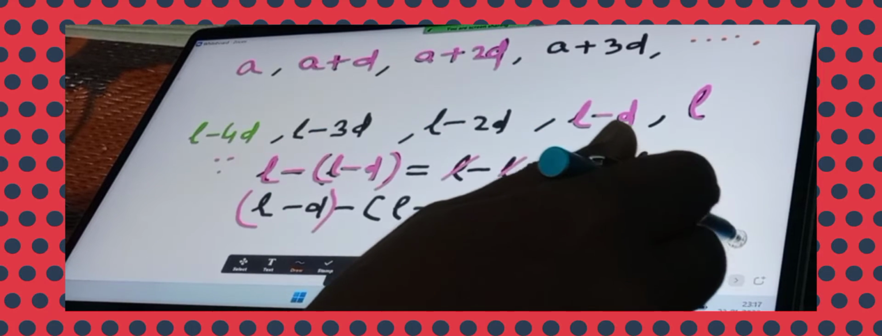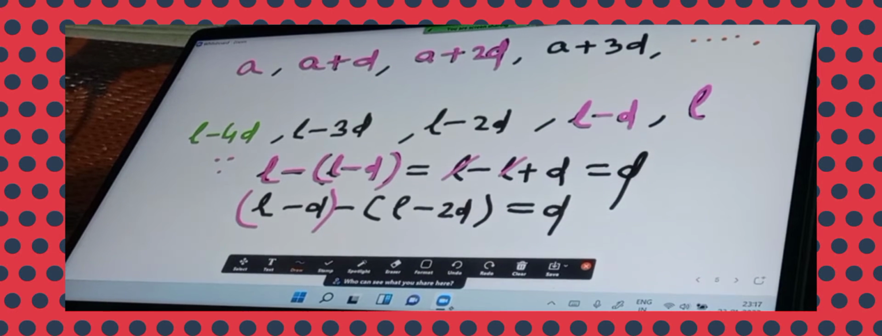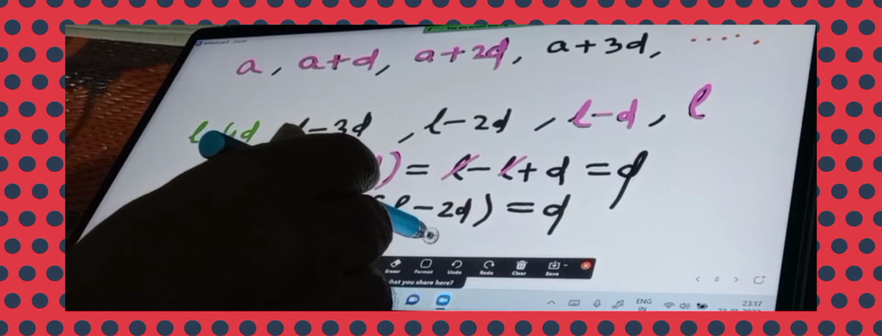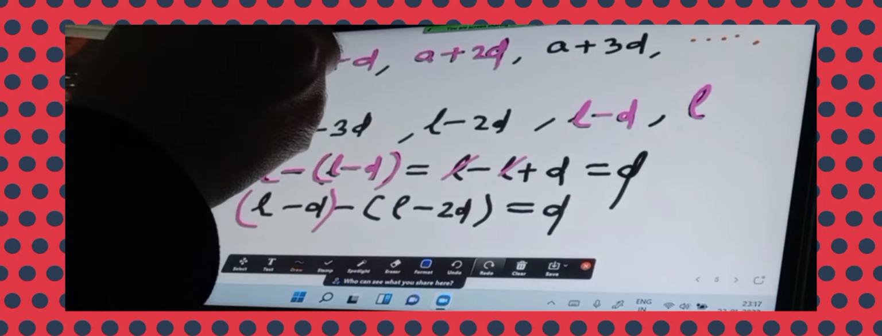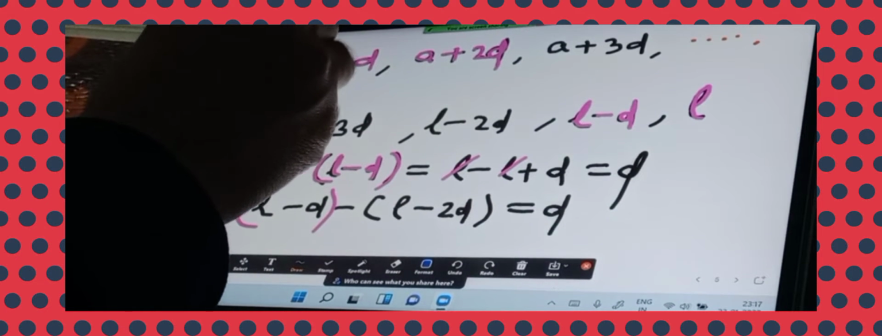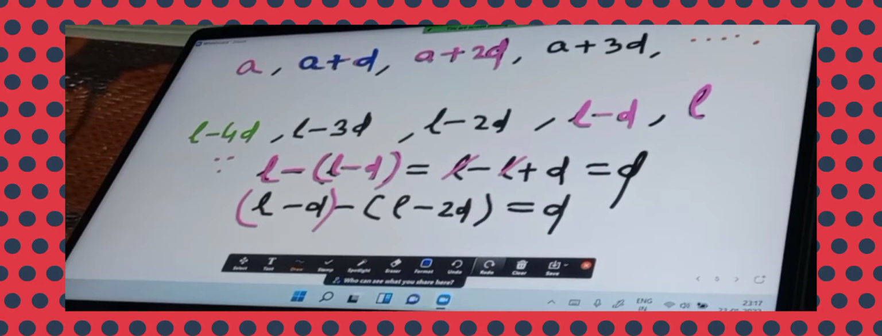Here you have written the general form of the AP. Again I have written here: the first term is a. The second term is a plus d. Yes or no? And the third term is a plus 2d.